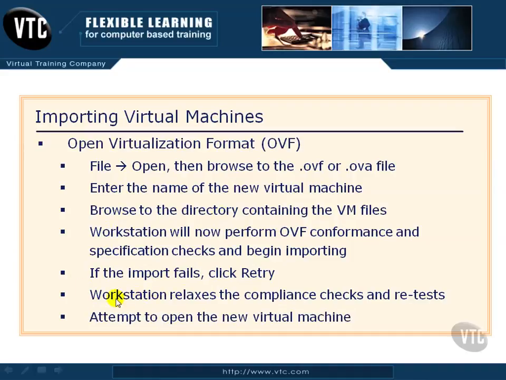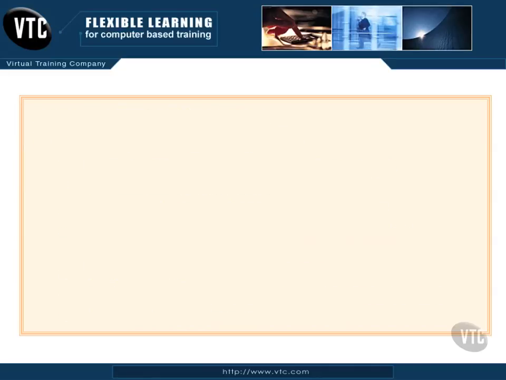But you've got to watch. If you have to retry it and Workstation relaxes the compliance checks and so forth, you may not be able to open this machine up. It may not run, or it may not run correctly. You'll just have to see. If it happens that you can't open it and run it correctly, you may have to go back to where you got the OVF, maybe get another copy of it, talk to them, see if anybody else has had any trouble, chase it down and troubleshoot it just a little bit.